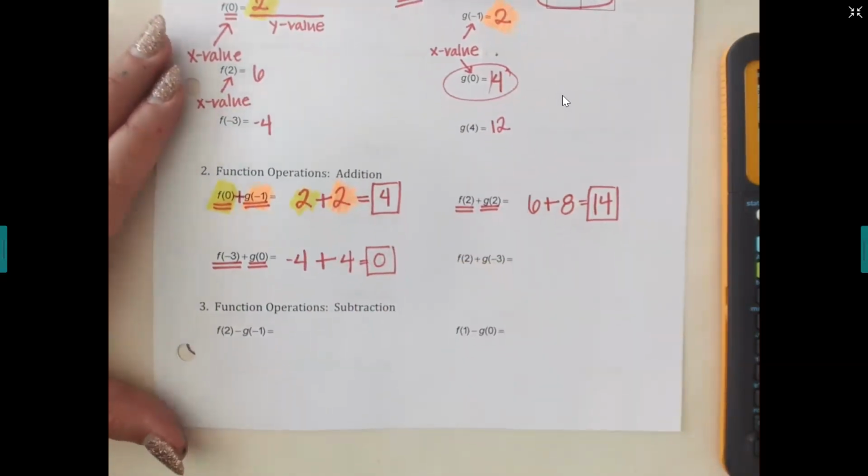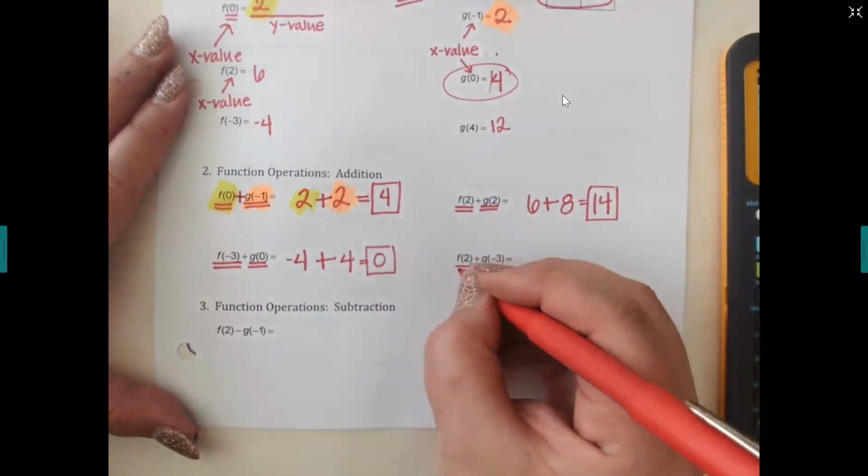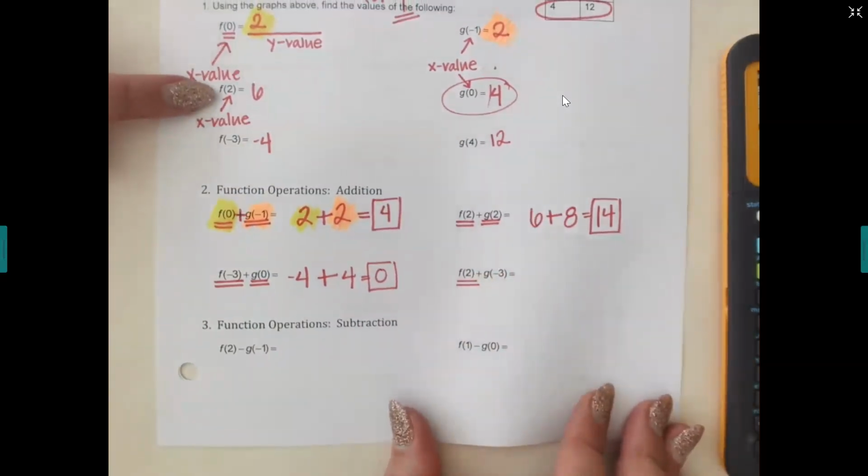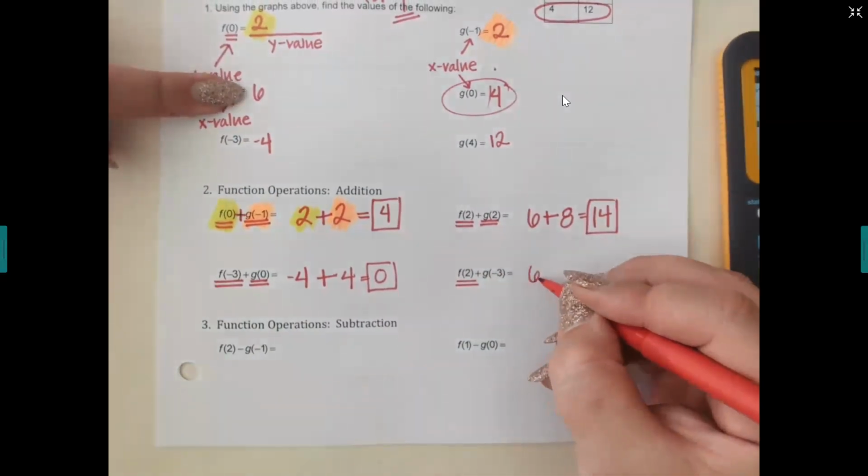All right. One more like that. I want f of 2. So then I'm going to look at the ones I already did. I see I already found f of 2 right here. What was the answer? 6.